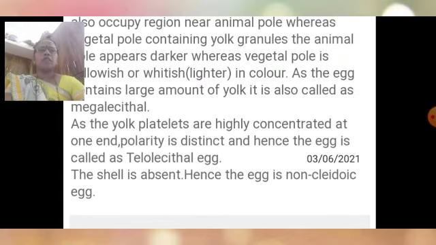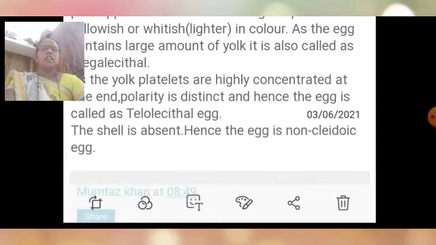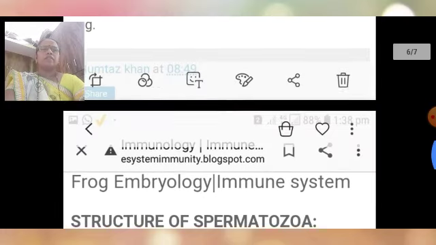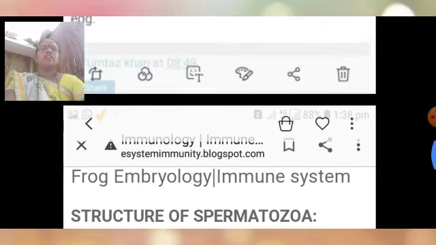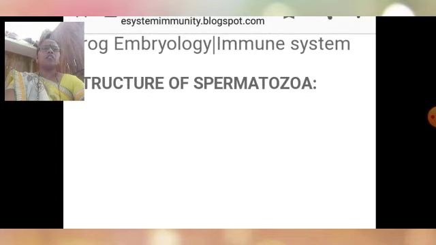As the yolk platelets are highly concentrated at one end, polarity is distinct and hence the egg is called a telolecithal egg. The coelom is absent, hence the egg is a non-coeloid egg. So these are the structures of the ovum. Then next is the structure of spermatozoa.